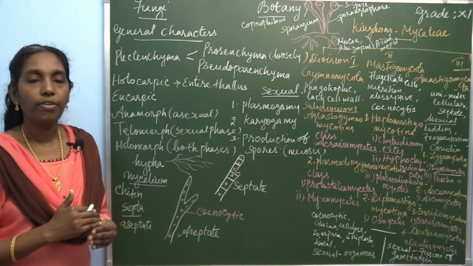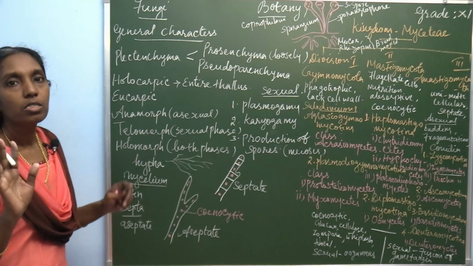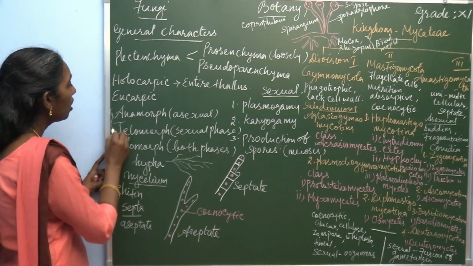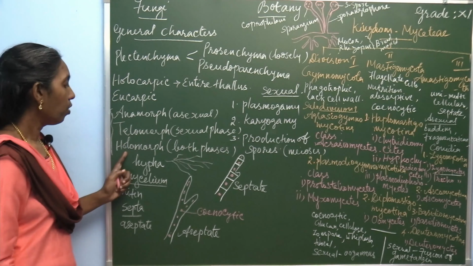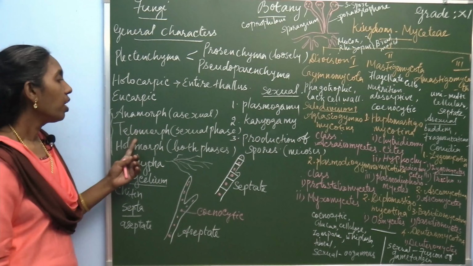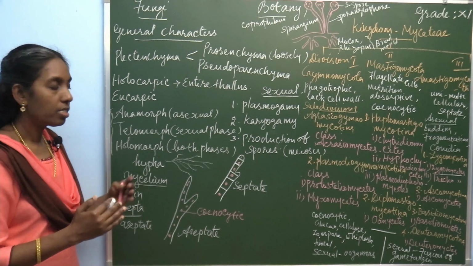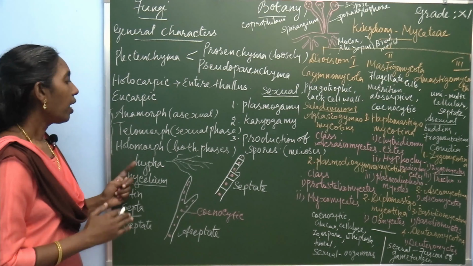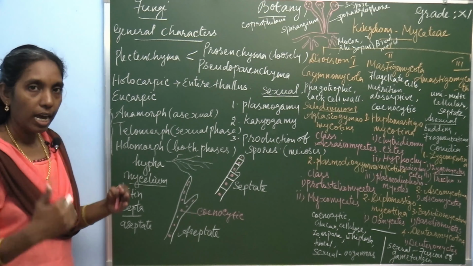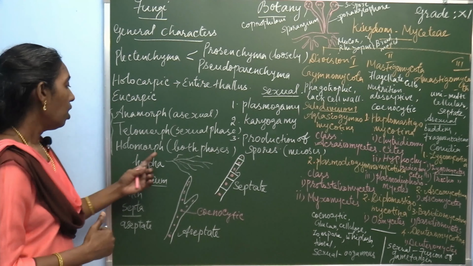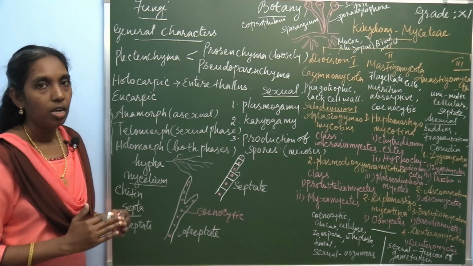Sometimes both the phases are present in the same thallus, which is known as holomorph. Three different definitions are here: anamorph, the asexual phase of the thallus; telomorph, the sexual phase; and holomorph, both the phases. So these are the general characteristic features of fungus.